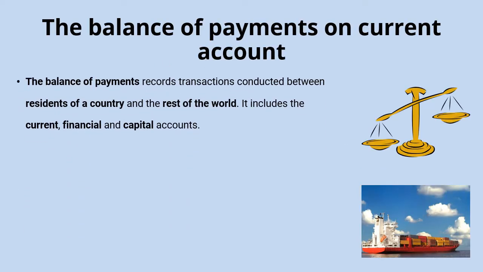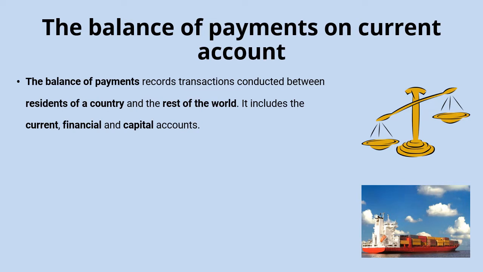The balance of payments records transactions conducted between residents of a country and the rest of the world, and it covers three main accounts. The financial account, which records international monetary flows related to investment in businesses, stocks and bonds. You have the capital account, which records international capital flows from the sale or acquisition of fixed assets like land or production facilities, but it's the current account that we're really interested in here.